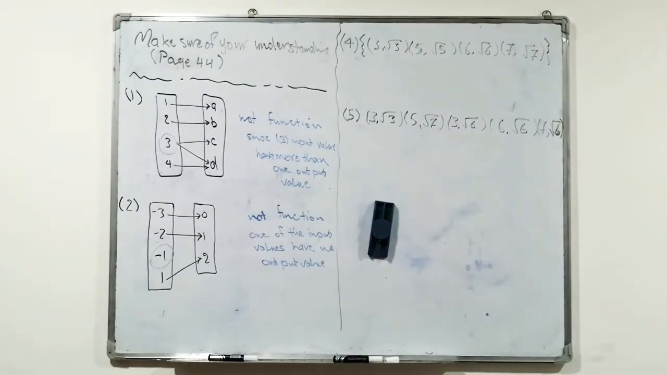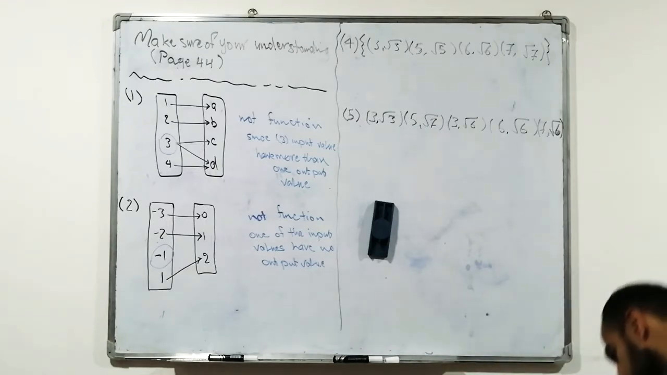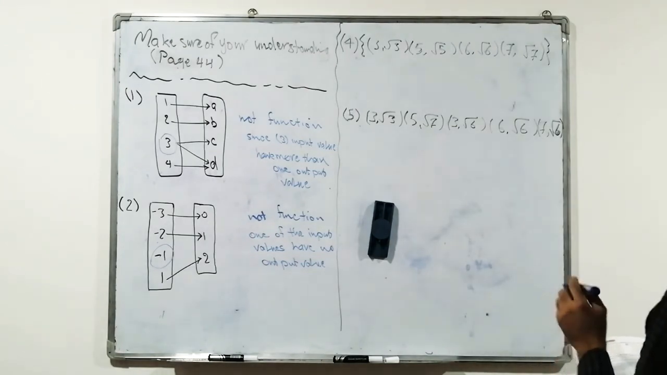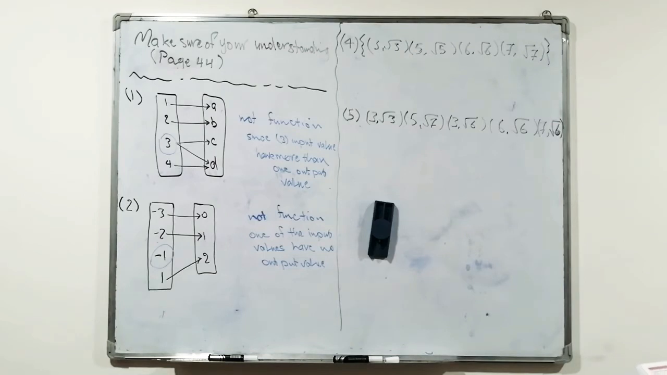Question number 3 also will be solved the same way. I'll leave it as homework for you. Now we'll take question number 4. If the set of inputs are 3, 5, 6, 7 and the outputs are square root of 3, square root of 5, square root of 7, square root of 6, determine whether the following relation is a function or not, also state the reason.